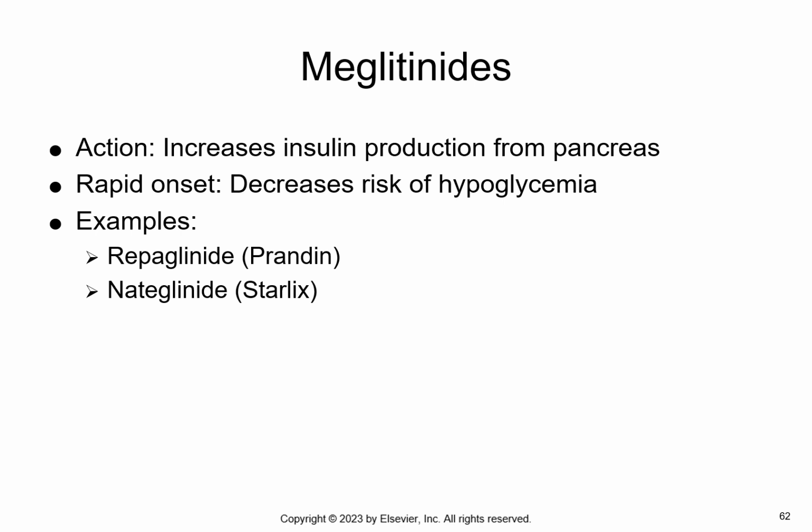Meglitinides, like sulfonylureas, nateglinide and repaglinide, increase insulin production by the pancreas. However, because they are more rapidly absorbed and eliminated than sulfonylureas, they are less likely to cause hypoglycemia. When taken just before meals, pancreatic insulin production increases during and after the meal, mimicking the normal response to eating. So other examples that we know from meglitinides are Prandin and Starlix.